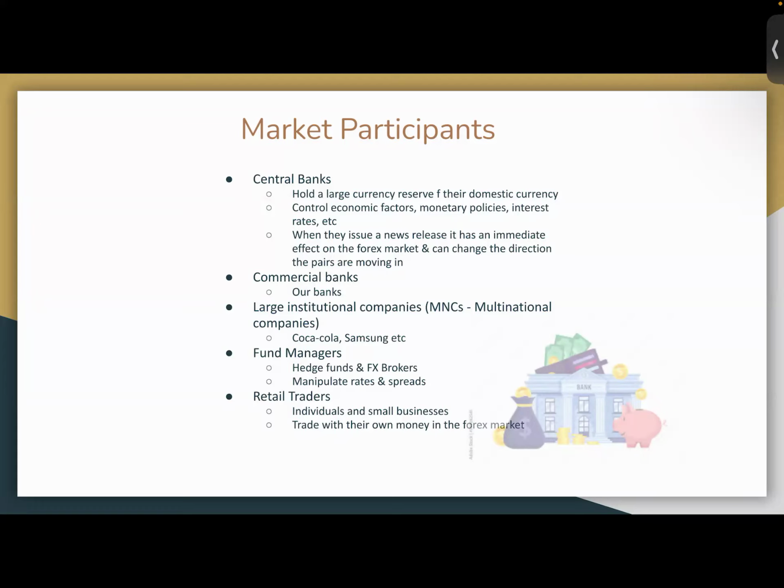Now you also have retail traders, which is us, individuals or small businesses who use their own money to trade in the Forex markets. Everybody else uses other people's money. Make sure that you understand that. So every other entity within the market would use other people's money to make money for themselves. Whereas us as retail traders or small companies will use our own money to trade in the financial market.